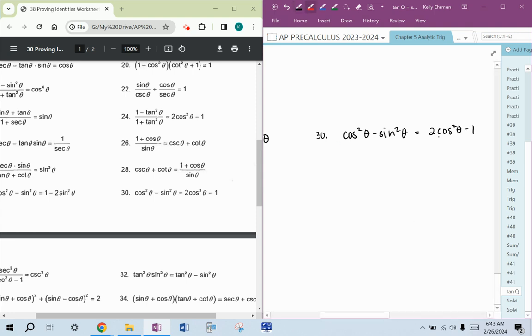So on 30, I don't have any sine squared. I only have cosine squared on the right, so let's get rid of the sine squared. So cosine squared theta minus the quantity 1 minus cosine squared theta. Distribute the negative, and you get 2 cosine squared theta minus 1.